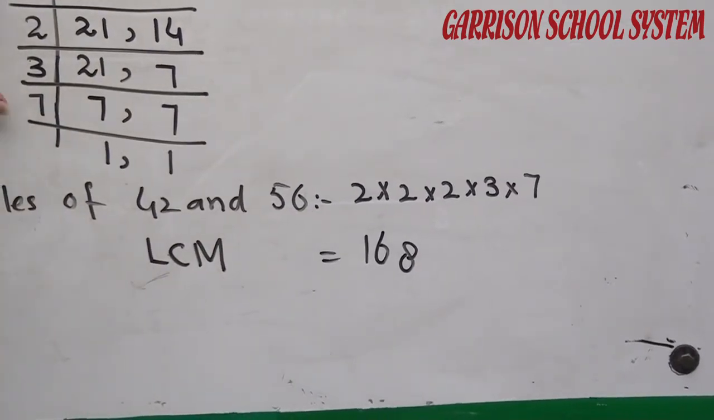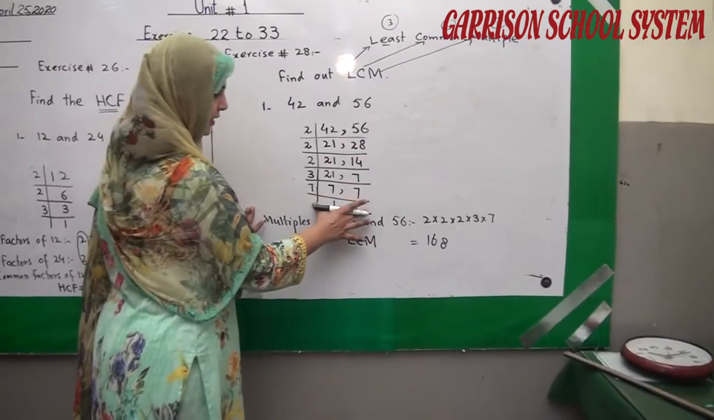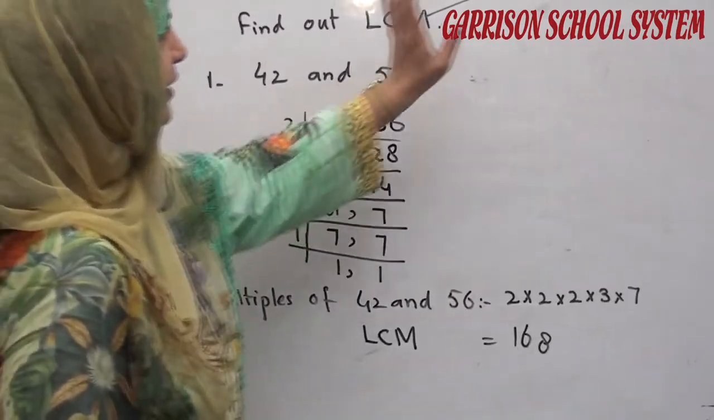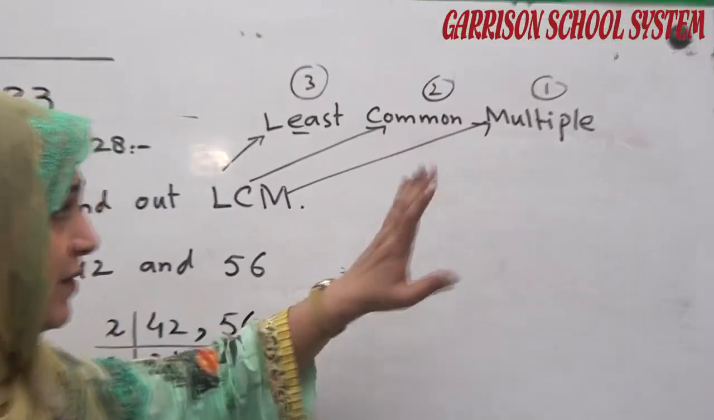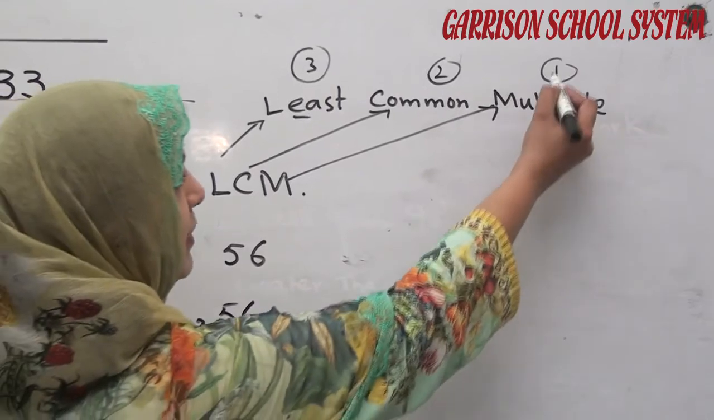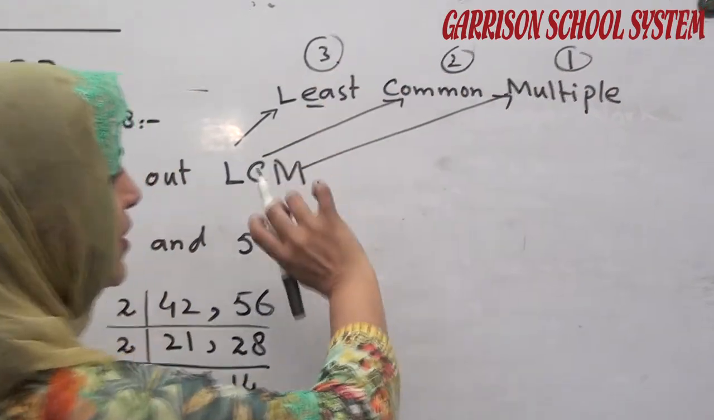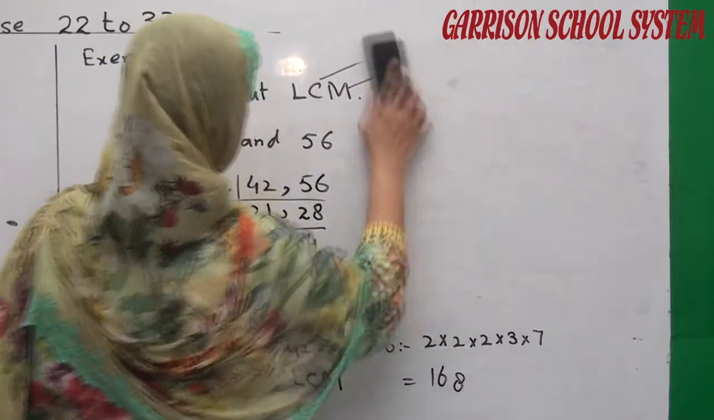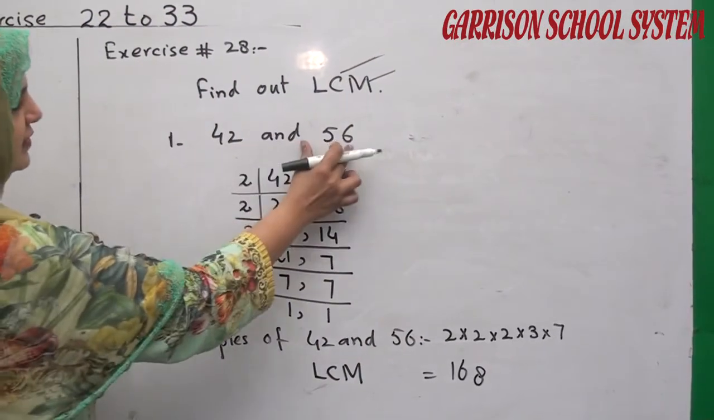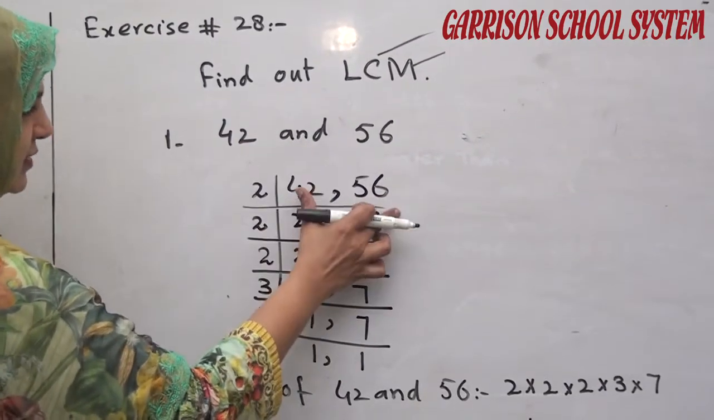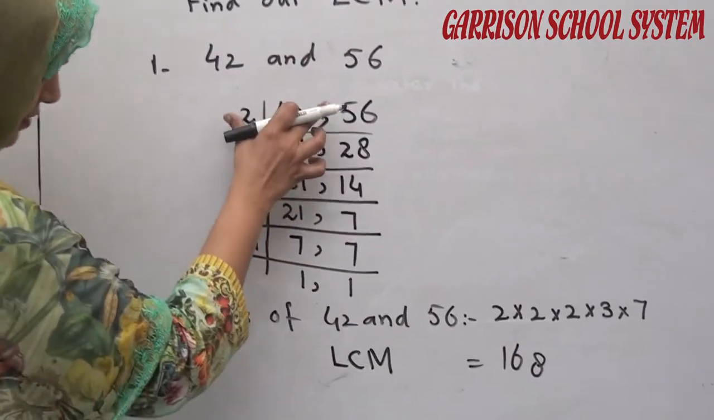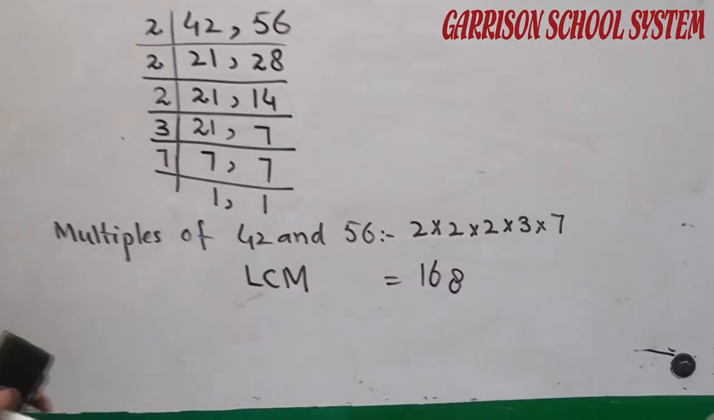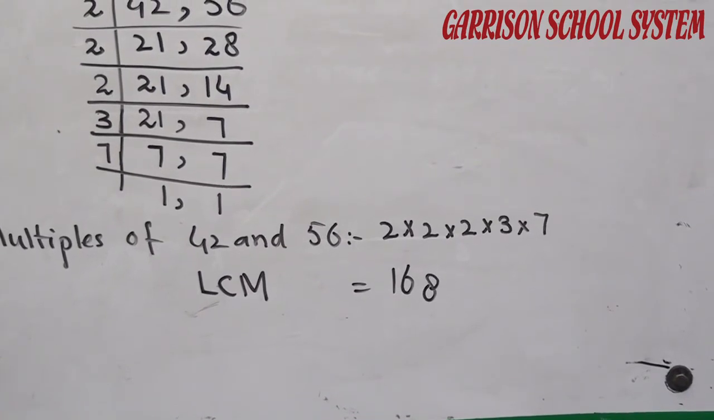So students, here we have found the LCM collectively, not separately. We have not found the multiples first, then the common, and then the least. We found the LCM of both the numbers, 42 and 56, together. In this way you can also find it. The LCM is 168.